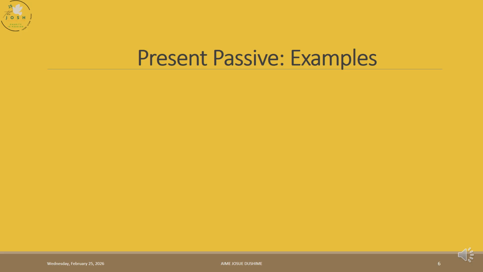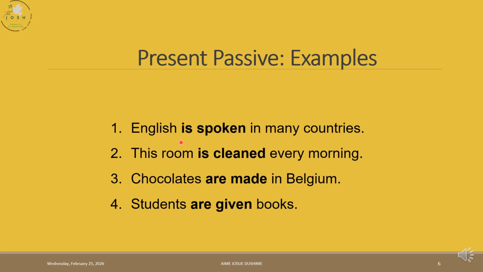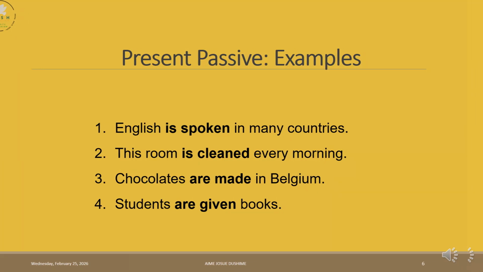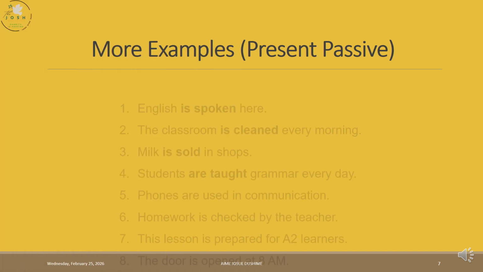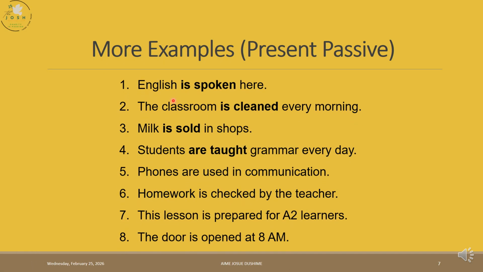Let's continue with more examples. English is spoken in many countries. The room is cleaned every morning. Chocolates are made in Belgium. Students are given books. Even more examples. English is spoken here. The classroom is cleaned every morning. Milk is sold in shops. Students are taught grammar every day.